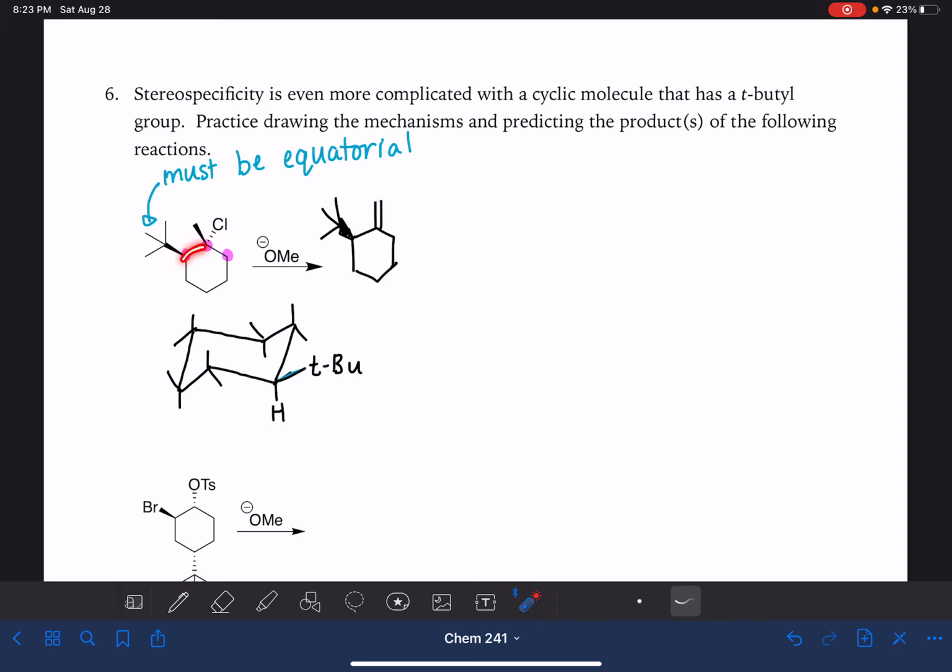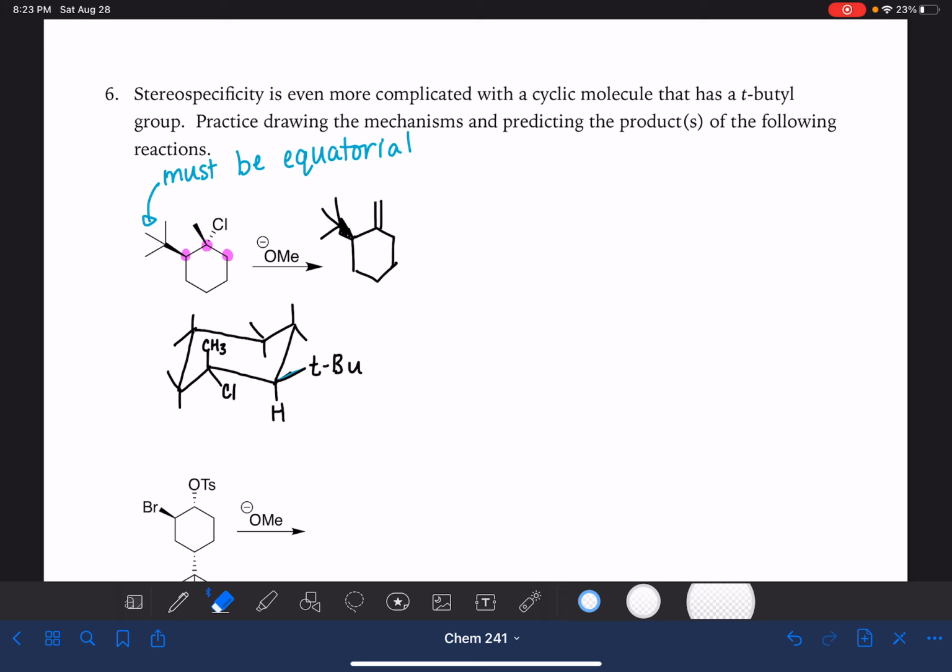So now when I go clockwise around the ring, my next position is right here, this carbon atom, and that guy has a methyl group sticking up and a chlorine sticking down. Methyl group sticking up and a chlorine sticking down. Now, put the brakes on everything.